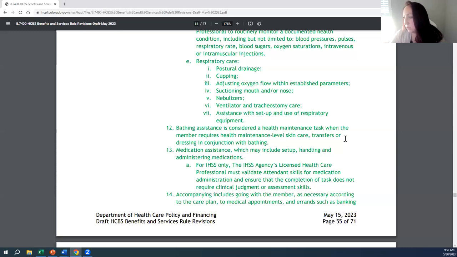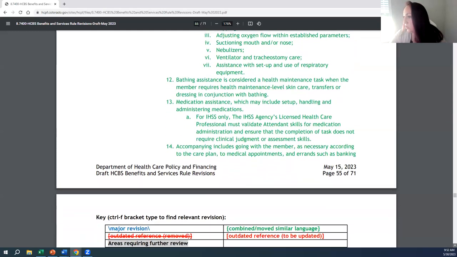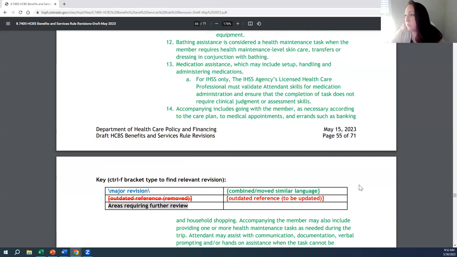13, medication assistance, which may include setup, handling and administering medication. A, for in-home support service only, the IHSS agency's licensed healthcare professional must validate attendant skills for medication administration and ensure the completion of tasks does not require clinical judgment or assessment skills.